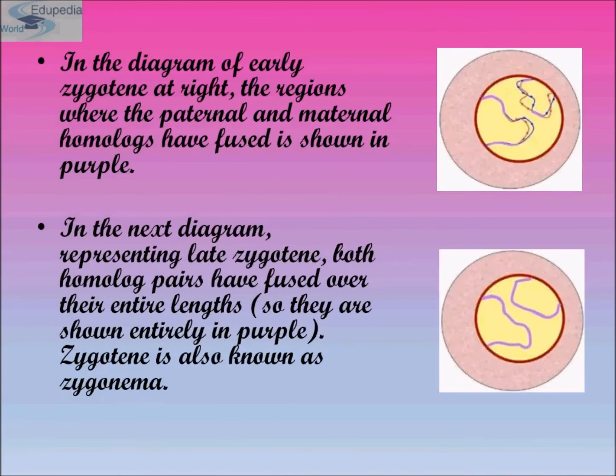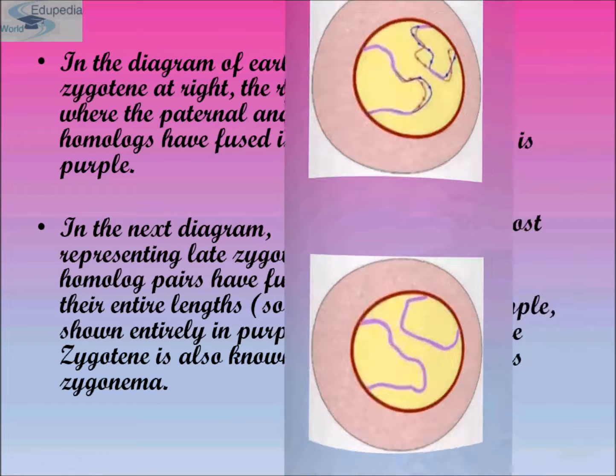There are two stages in zygotene: this is early zygotene and this is late zygotene. In the diagram of early zygotene at the right, the region where the paternal and the maternal homologues have fused is shown in purple. In the next diagram, late zygotene, both homologous pairs have fused over their entire length, so they are shown entirely in purple. And zygotene is also known as zygonema.